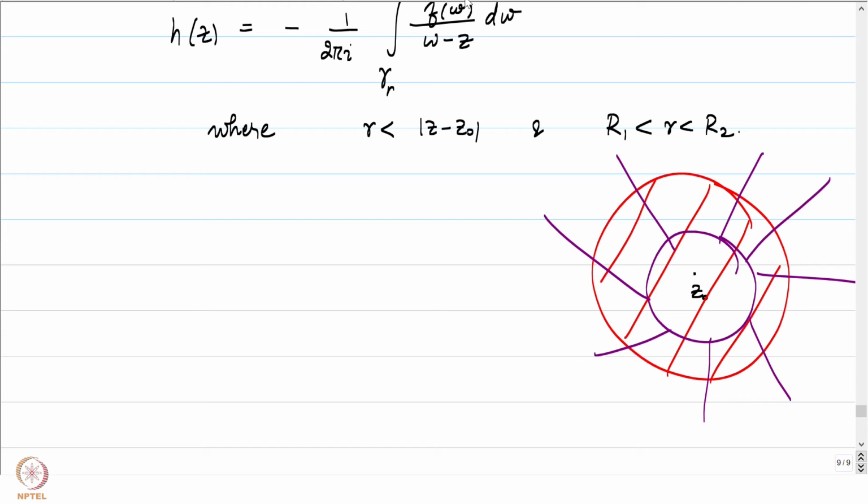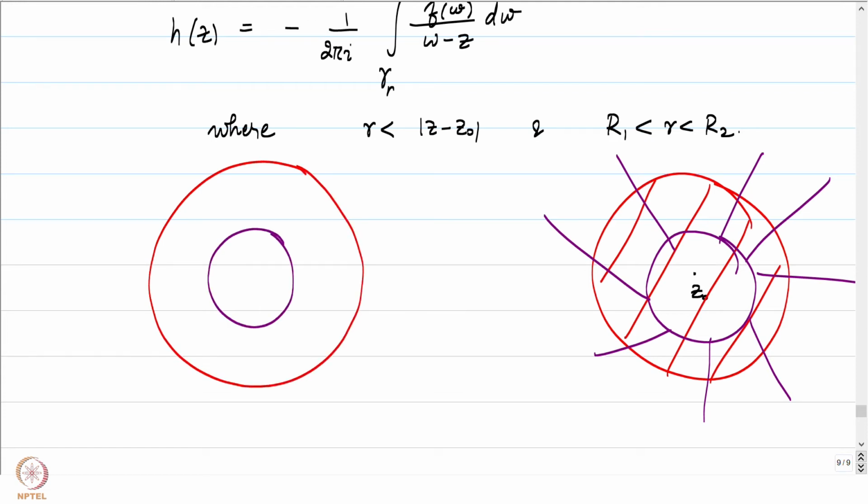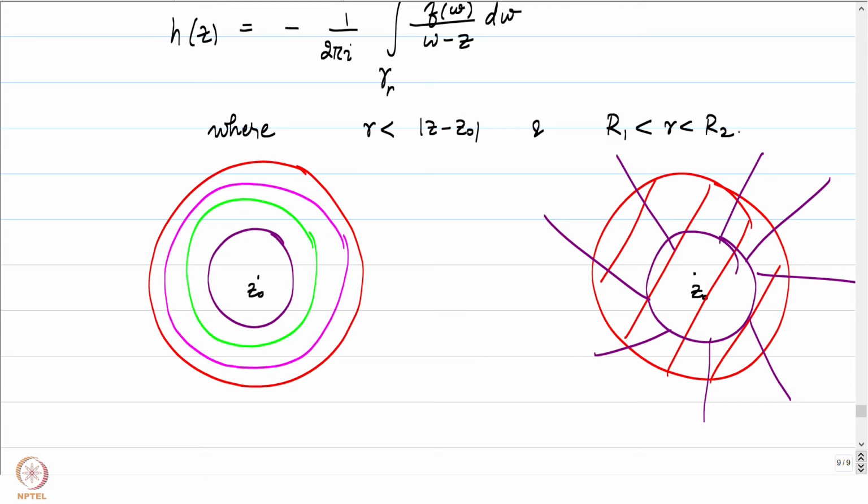So, let me draw the annulus yet again for you. This is our annulus, and let r1 and r2 be the radii. This is our point z0, and let us now consider an r1 which will be captured by, say, green, which is a circle of radius small r1, and the pink will capture the circle of radius small r2, and such that we have our point z somewhere here.